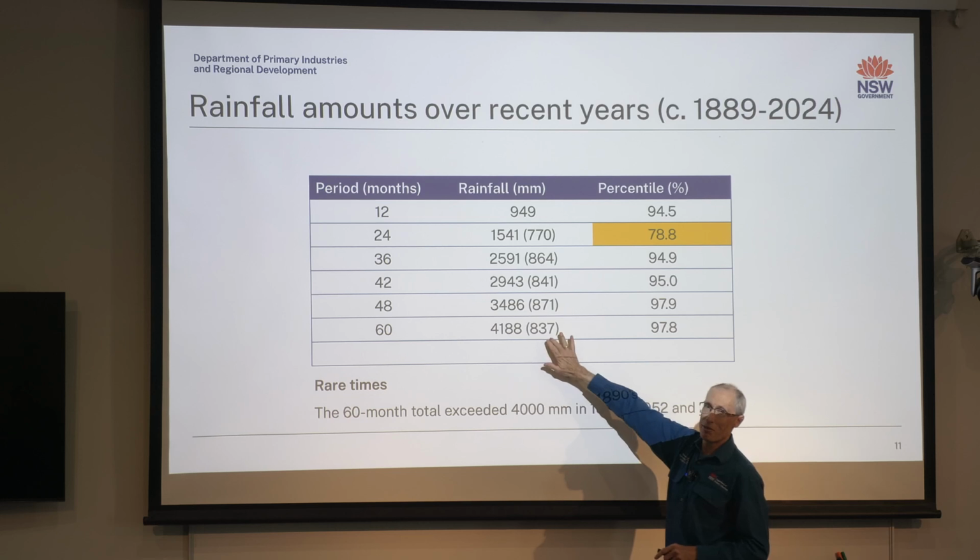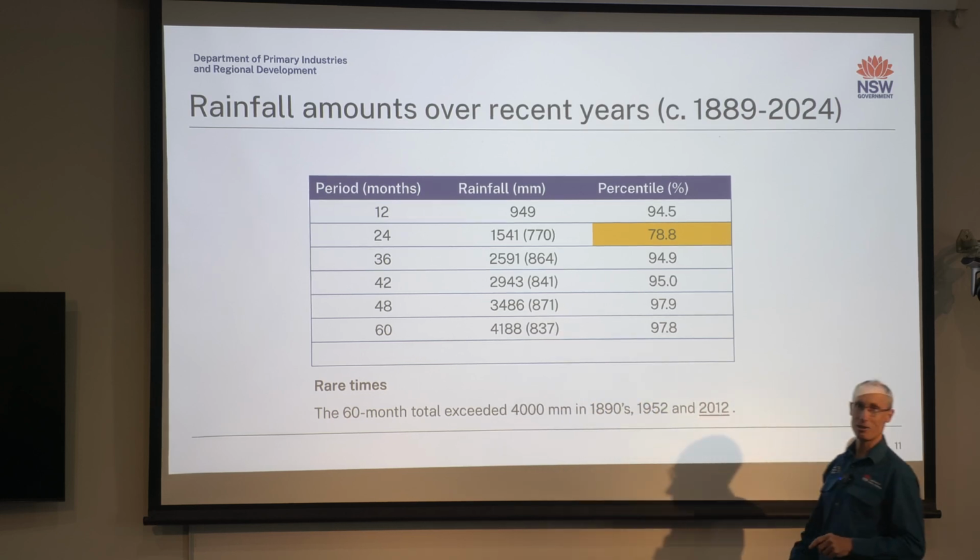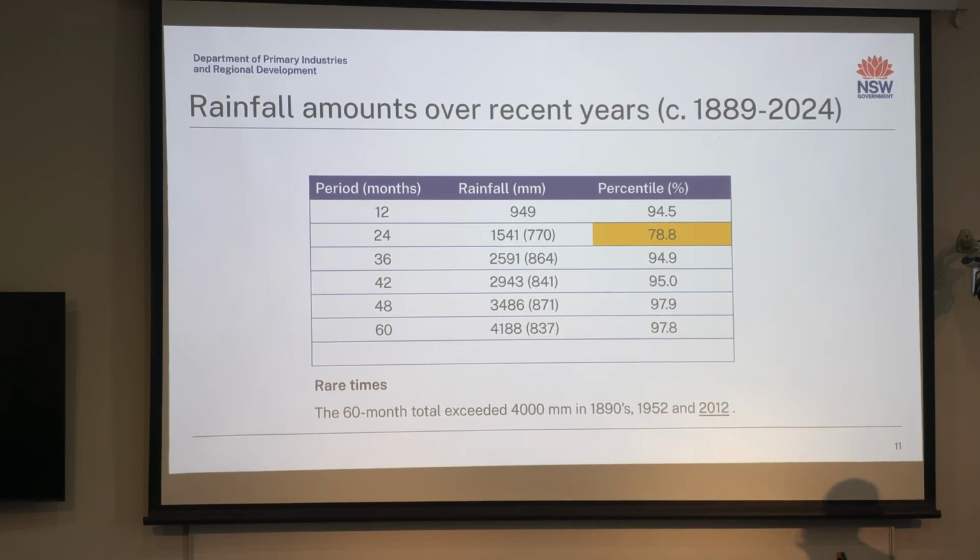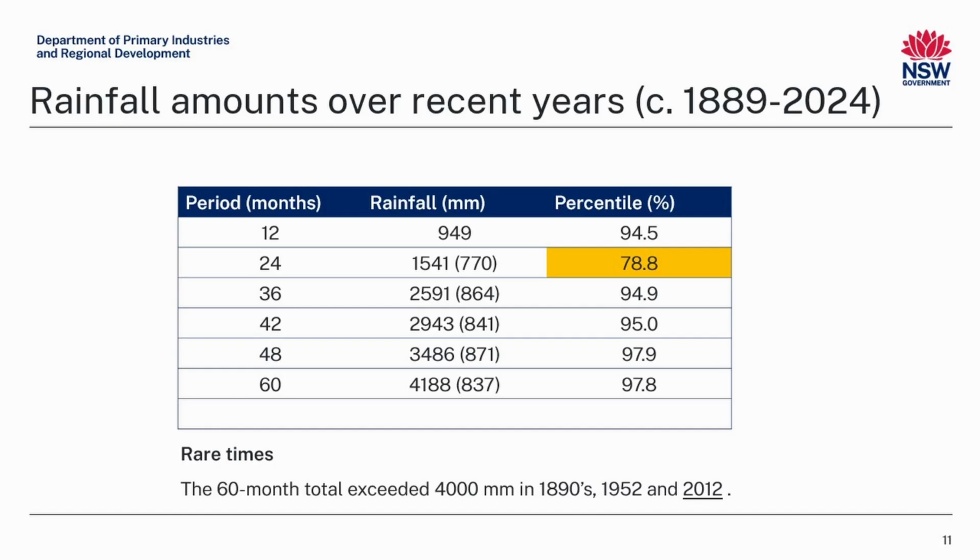The numbers in parentheses here, the brackets if you like to call them brackets. That's the annualised number. So over the last 2 years, our annualised number, 770. Last 3 years, 864. Last 3.5 years, 841. Last 4 years, 871. The last 5-year average, 837 millimetres a year on average.